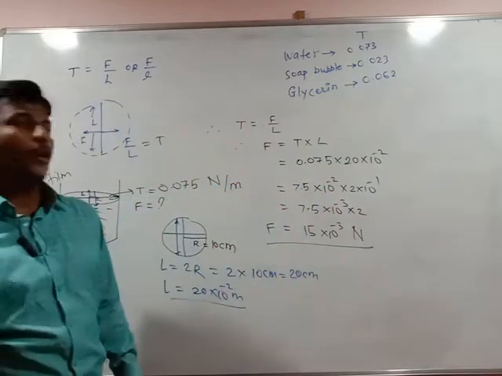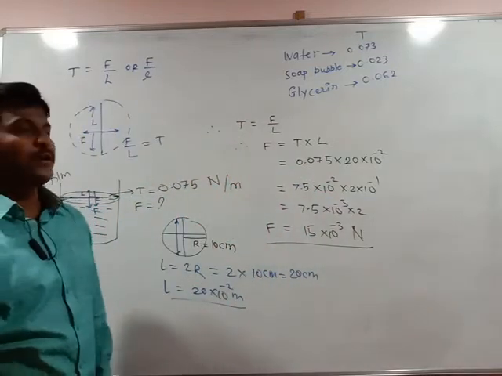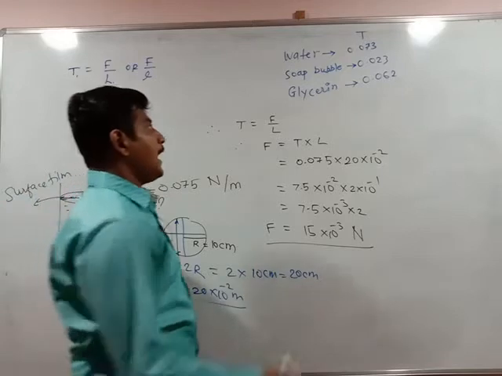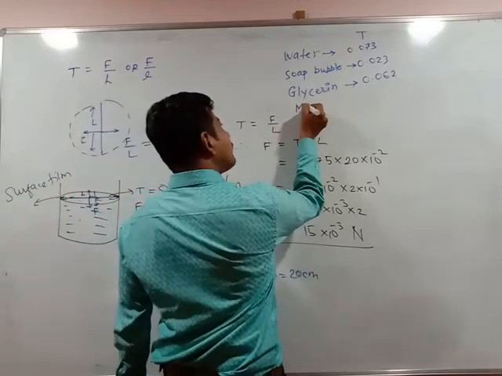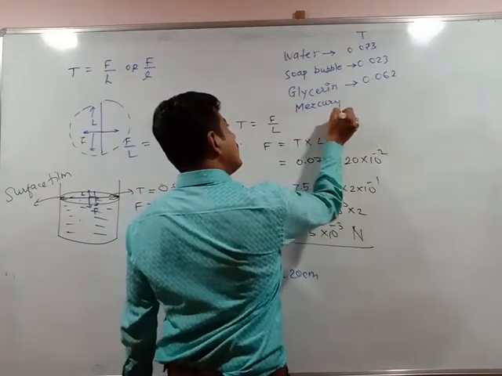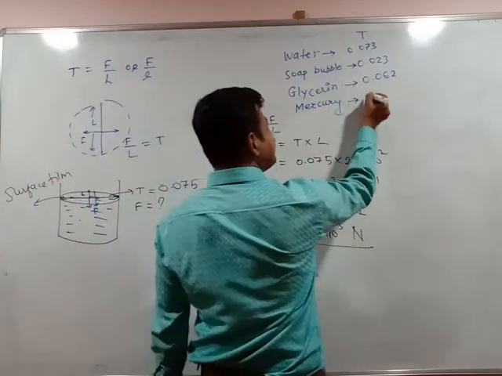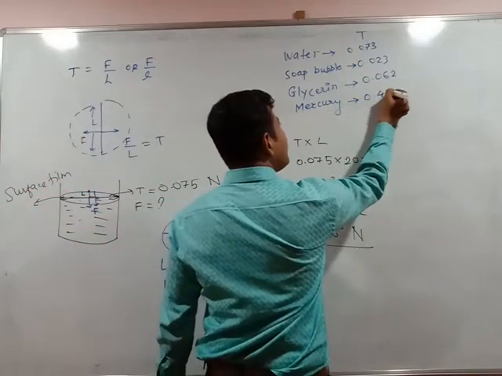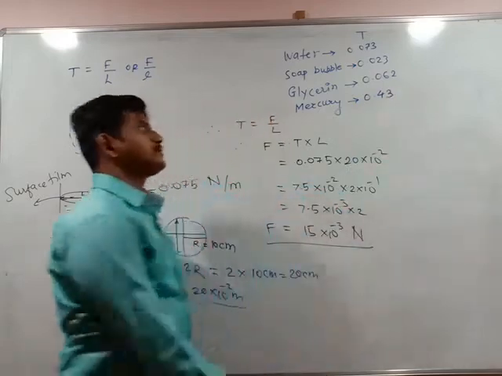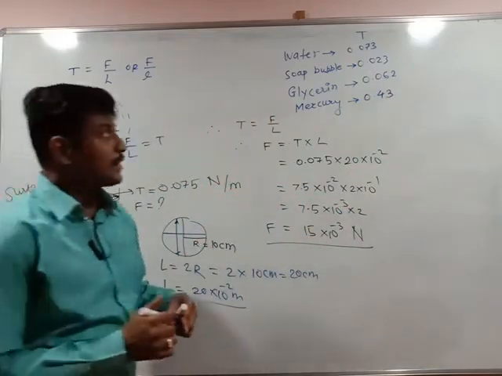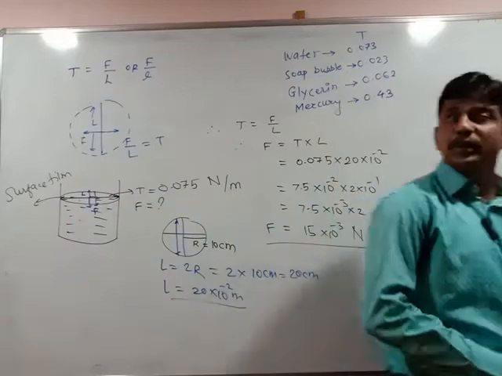Or nearby, it is rounded off to a figure of 0.063. And mercury, this is another liquid whose surface tension is maximum compared to others. It is 0.43. Now see, we are going to compare the surface tension values.